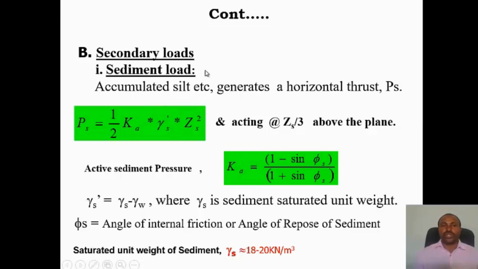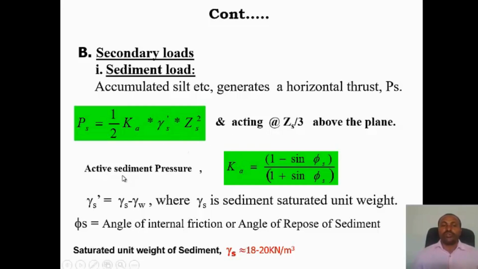So sediment may be accumulated in front of the dam. This generates a horizontal thrust, or PS. Using this equation, you can calculate 1/2 Ka times the submerged unit weight times ZS square. Why do we take the submerged unit weight? The sediment is fully submerged underwater, and it acts at ZS/3 above the plane.